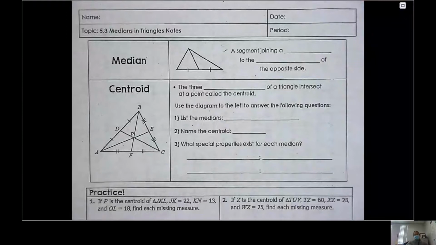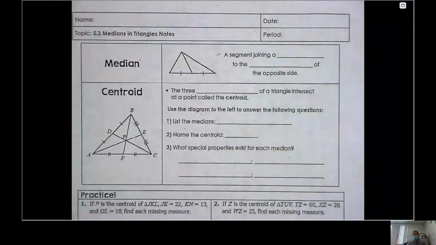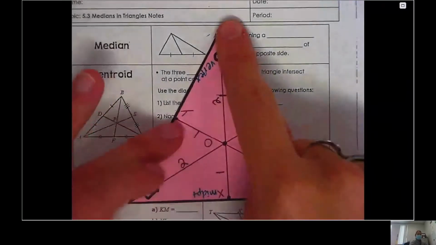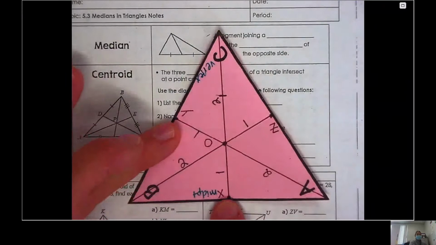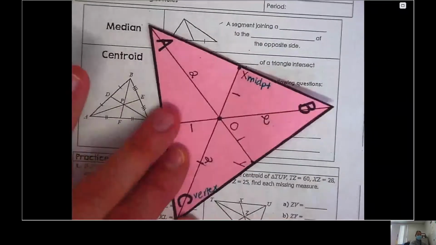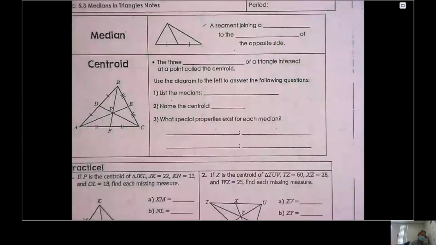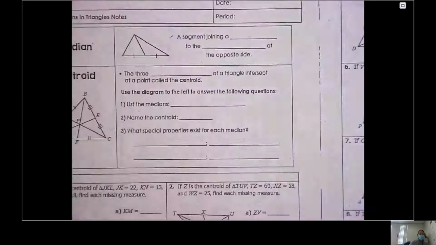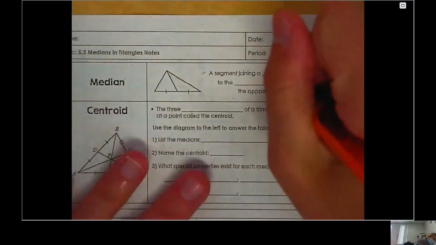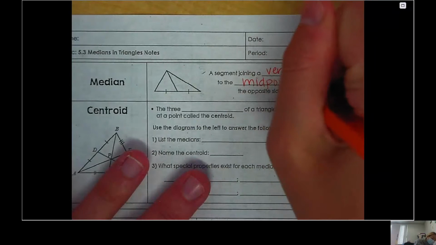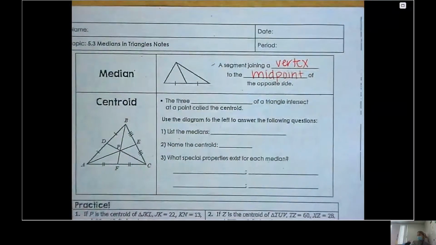Median, right? And this is what we talked about yesterday with our wonderful little triangles here that we cut out. A median goes from a vertex to a midpoint on the other side, right? So the vertex to a midpoint of the other side. So a median is a segment that joins together a vertex to the midpoint of the other side. And what does midpoint mean? Middle. You're in the middle.